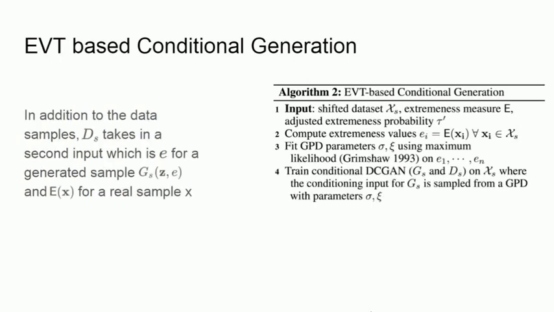We then train a conditional GAN on the shifted dataset, where the conditioning input for the generator is sampled from the GPD. In addition to the data sample, the discriminator takes in a second input. For fake data, this is the conditioning input that was fed to the generator, whereas for real data, it is their respective extremeness measures.